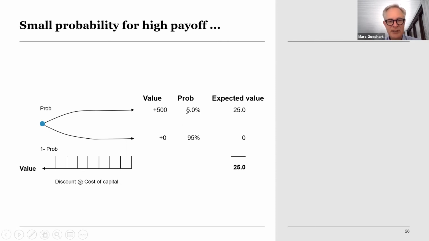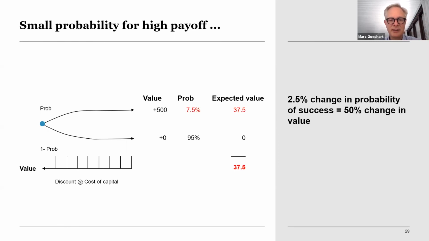The probability of success is 5%. So 1 in 20 of these businesses succeed and the other 19 fail. So a probability of 95% of failure. It means the expected value, if you do this scenario approach, is just going to be 25, right? It's 5% times the 500. Now, very straightforward, this is very basic finance, basic mathematics, so nothing spectacular here.